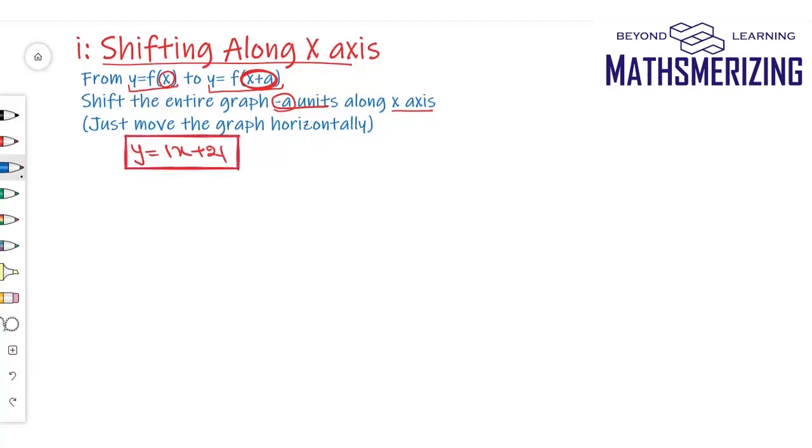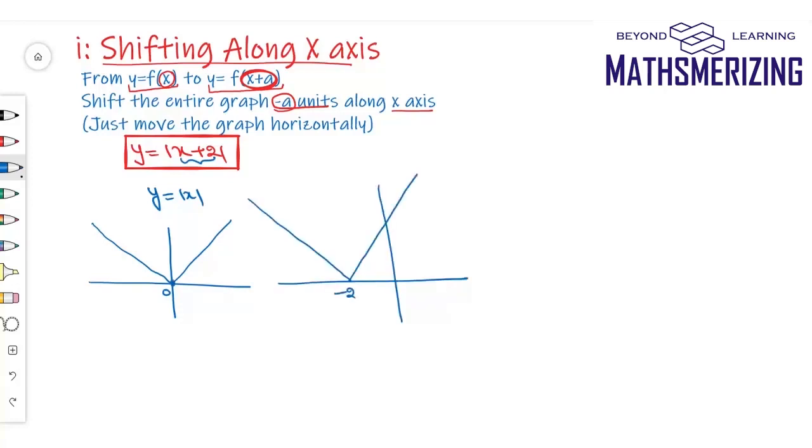Now what's my basic graph? Basic graph here is y equals mod of x. So I'll draw the graph of mod x. For mod of x plus 2, I'll shift the entire graph minus 2 units along x-axis. So that's the graph of y equals mod of x plus 2.